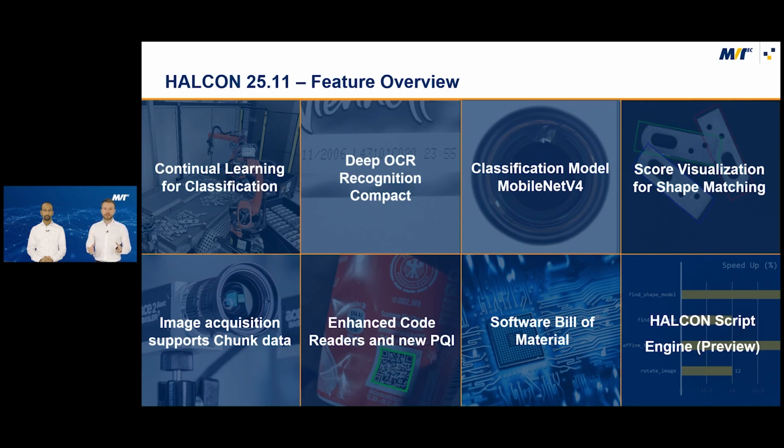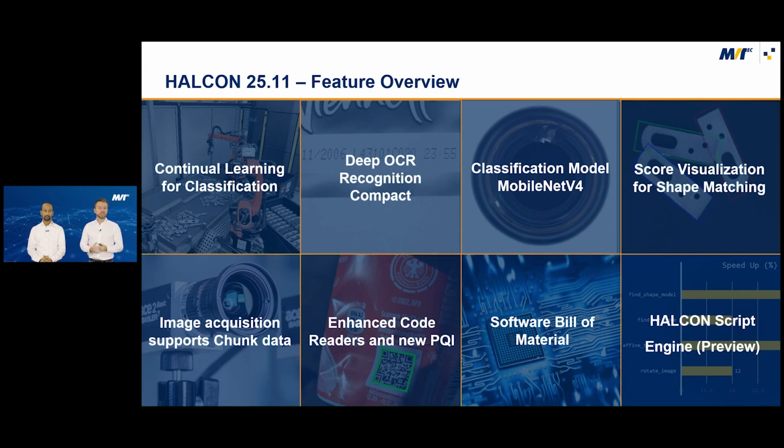You have seen that there are many new things in HALCON 25.11. For deep learning, we have continual learning and 2 new deep learning models, or even more new models for classification, new models for OCR. We have the score visualization that helps all our shape-based matching users to improve the visualization, to provide more guidance during the application development.